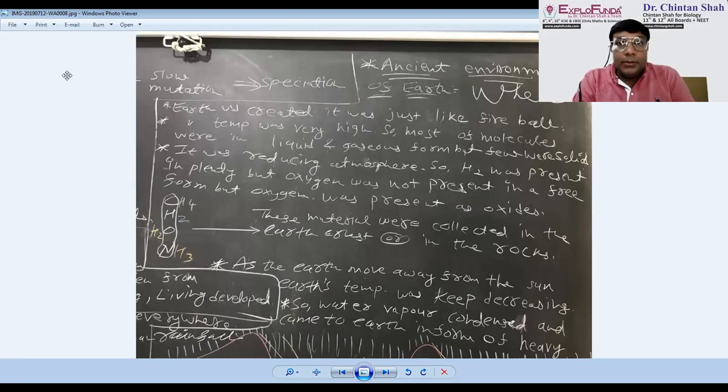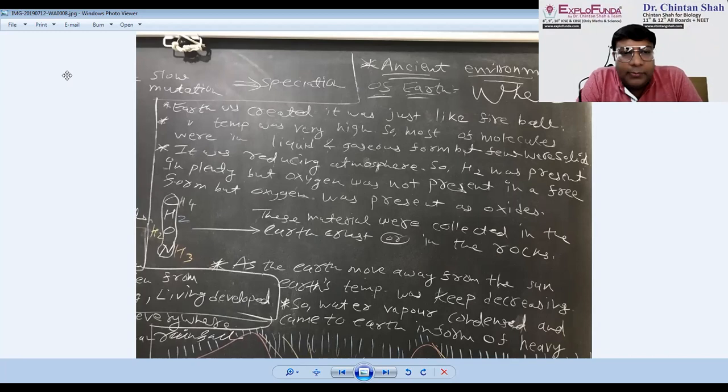Okay, so the ancient environment of the earth. When the earth was created, it was just like a fireball. Why? Because it is part of a big fireball. The sun is known as a big fireball, and a part of it is known as the earth. So that was really just like a fireball, and that's why the earth's temperature was very, very high.